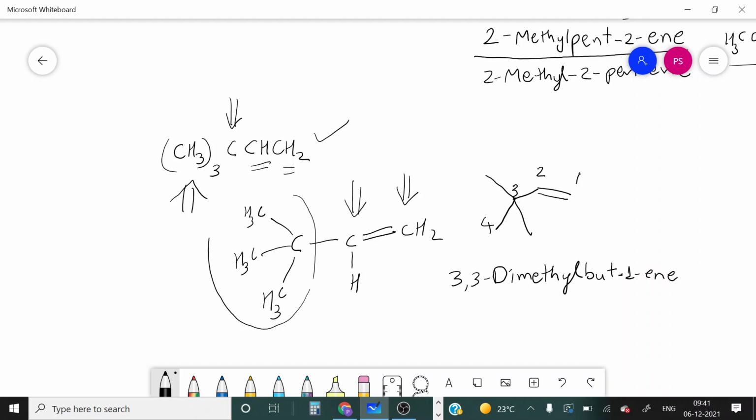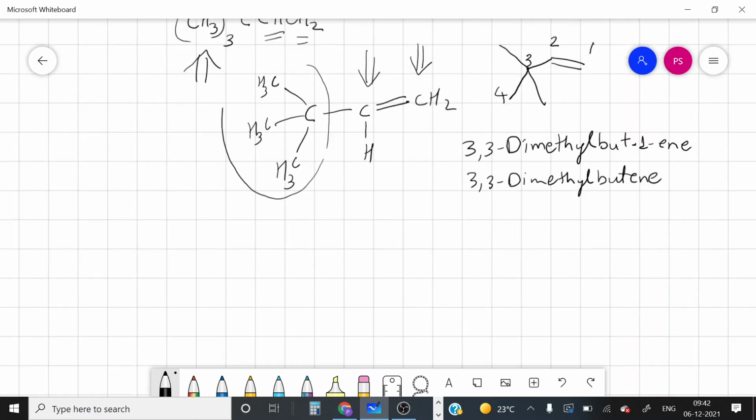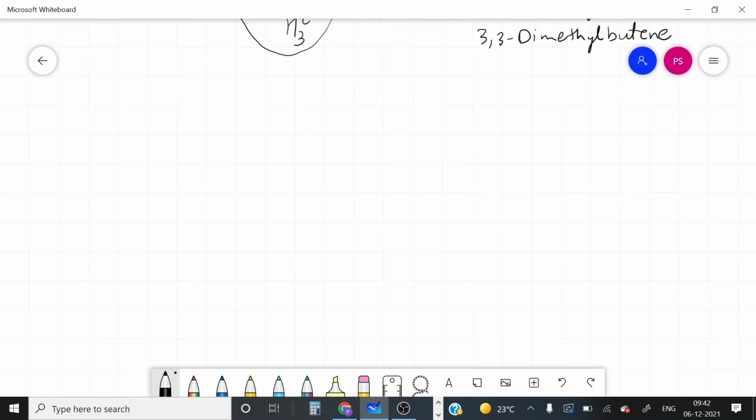Here no need to write first position. So you can simply write 3,3-dimethylbutene. I will give you another example.